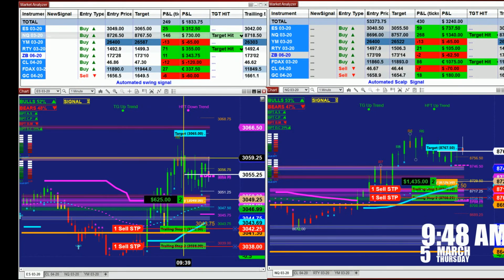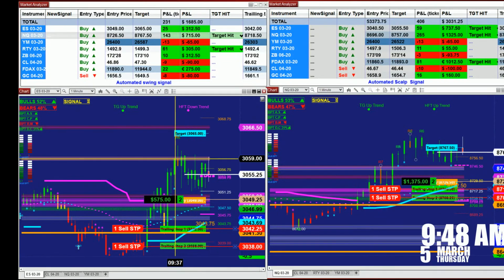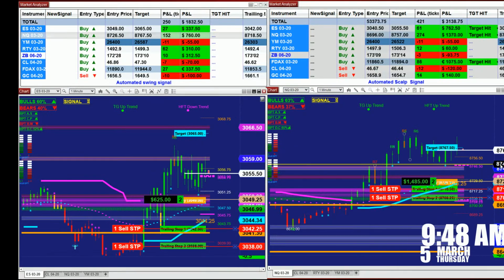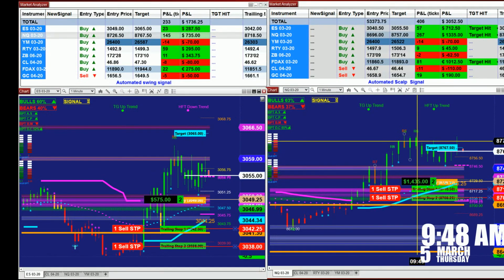It's very easy. You have a resistance line at 3059. ES has tried six, seven times. Well, it's not able to break that area, and this is having an immediate impact on your Nasdaq.